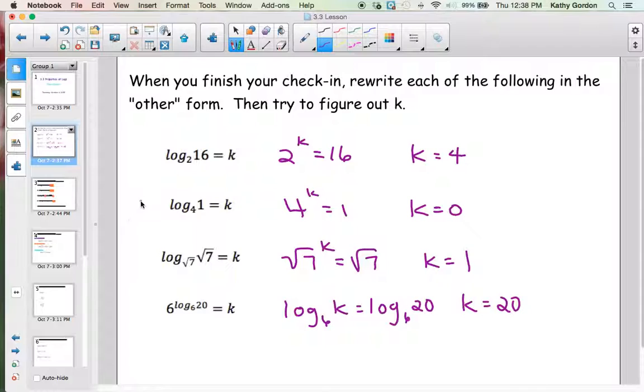So here's one of our properties that we can use as a shortcut. If I ever take the log of 1, no matter what the base is, so it can be a common log, it can be a natural log, anything, if I take the log of 1, it's always going to be 0. That's going to be a shortcut that I can use. I don't have to go through the rewrite step to get there.